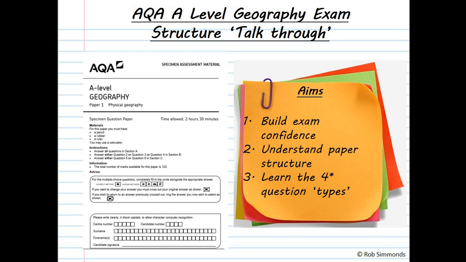Hello geographers, this is a talk through of the new AQA A Level Geography exam paper. This covers the physical paper, paper 1, and the human paper, paper 2. It might be a really good idea to have a paper in front of you at the same time so you can follow through as I discuss some of these really important elements.